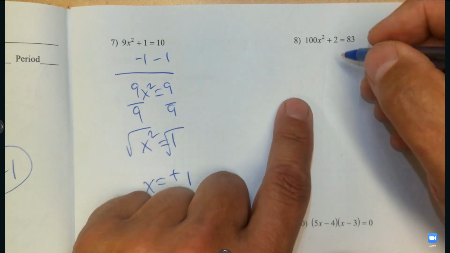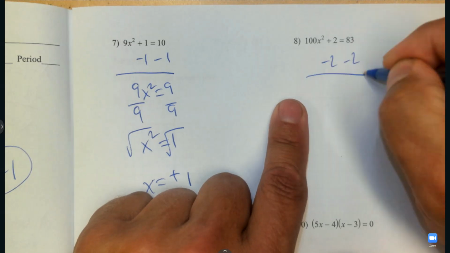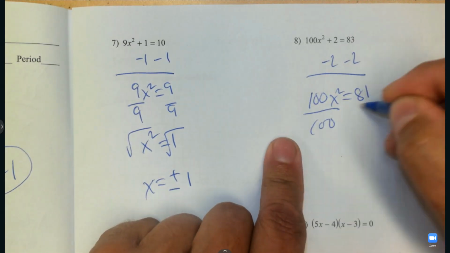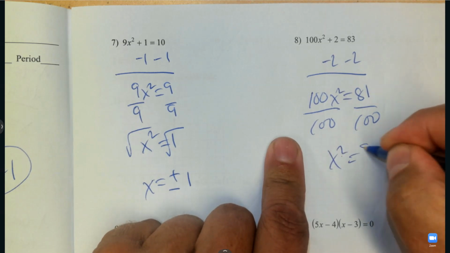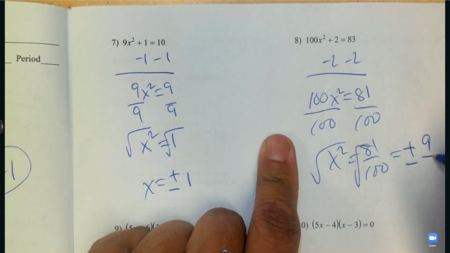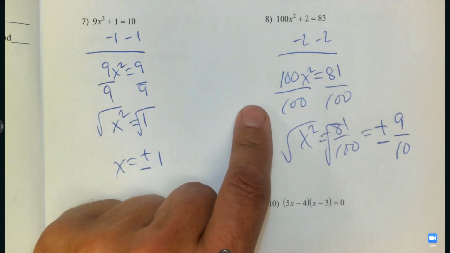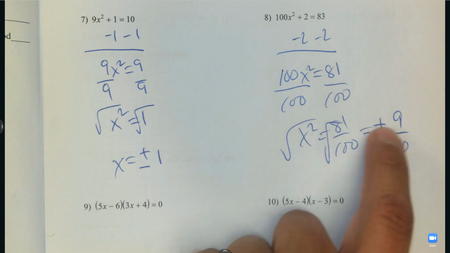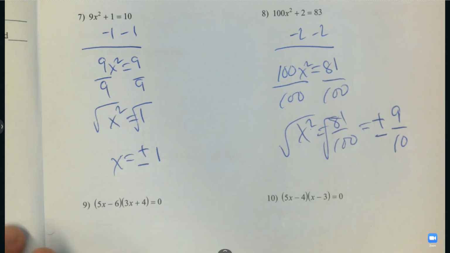Number 8. Again, you should press pause and try it. Subtract 2. Divide by 100. When I square root here, the answer is going to be both positive and negative. And recognize, you just square root each one separately. So 81, it's 9, 100, it's 10, and you have your answer.